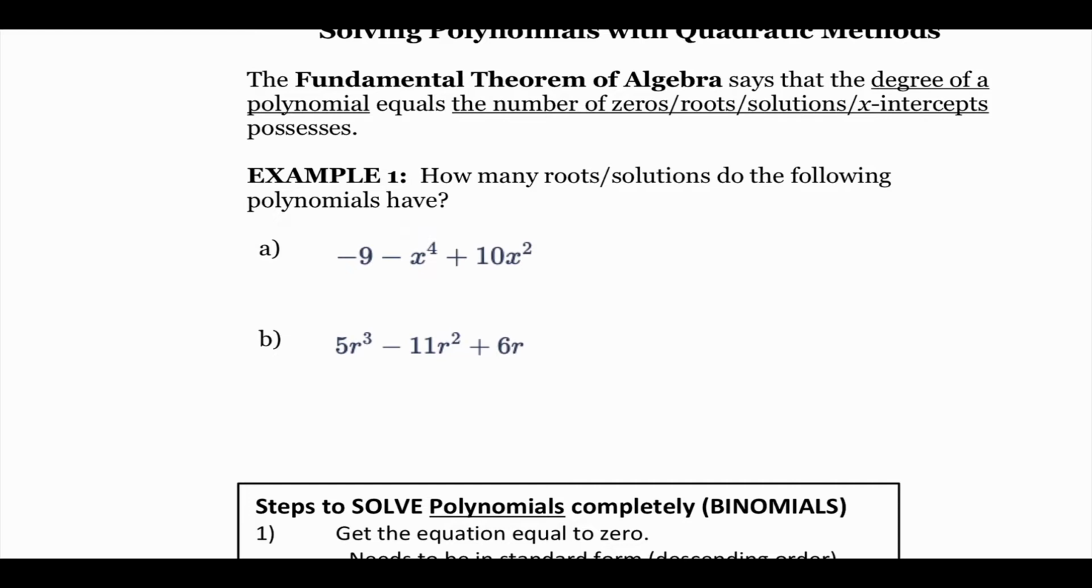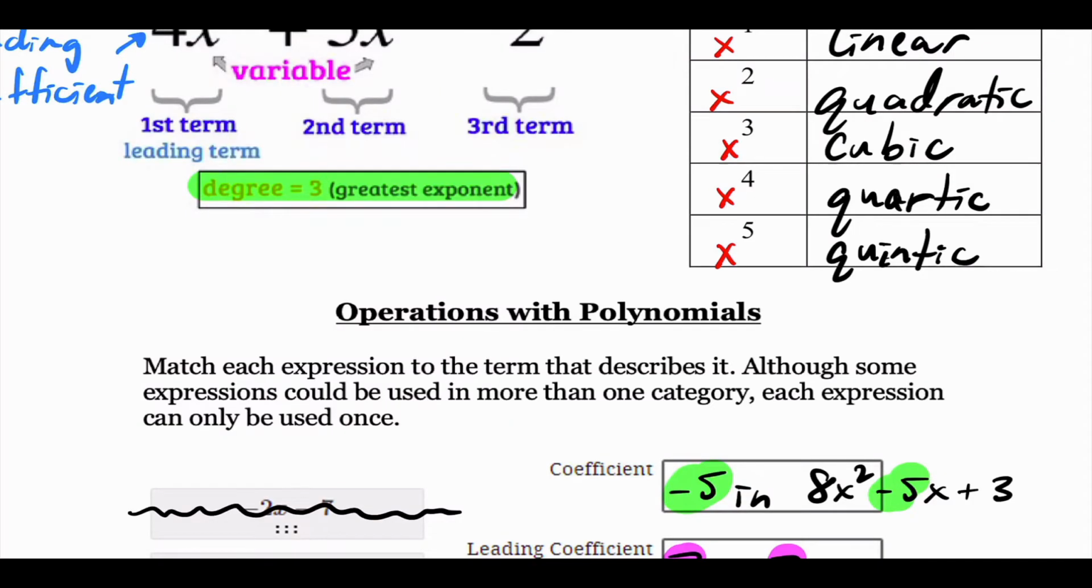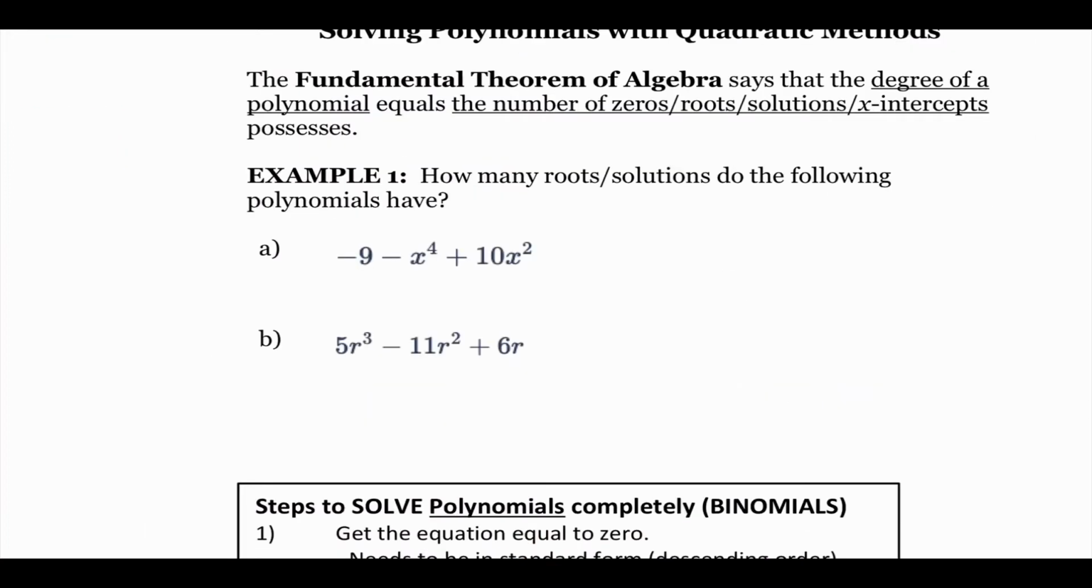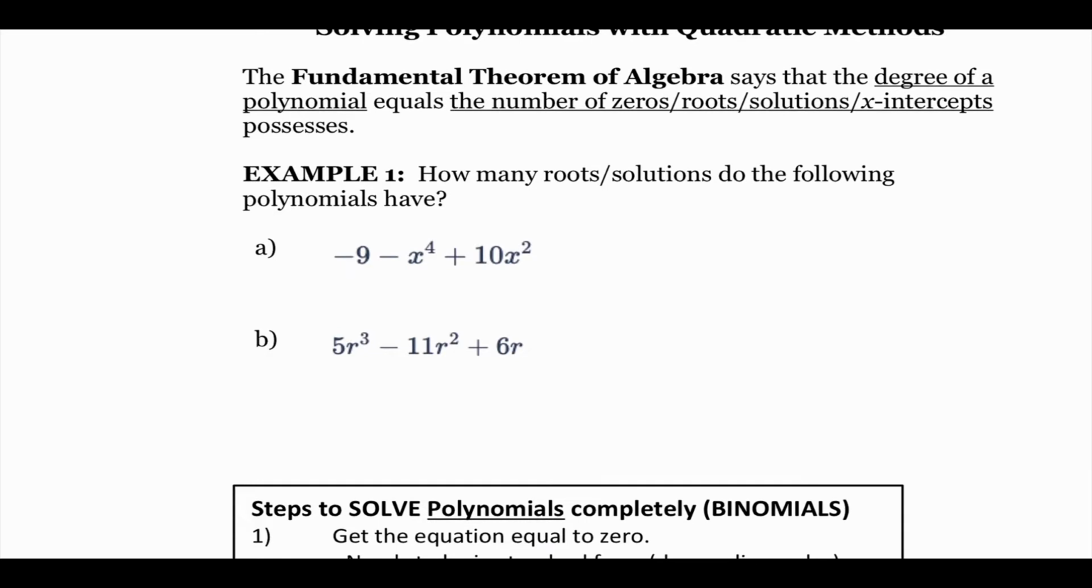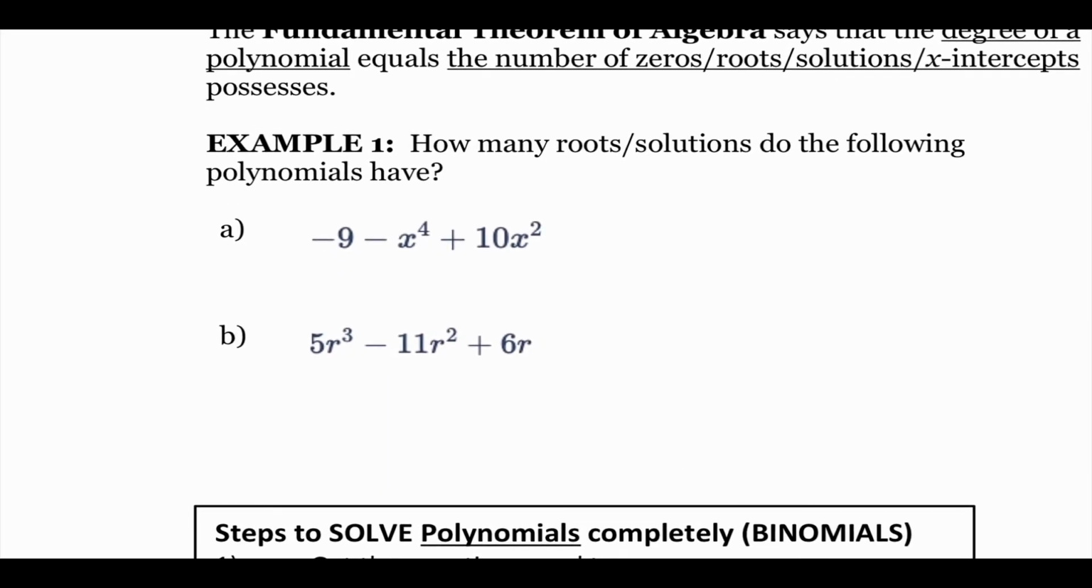Does anyone know what the degree for a is? The degree. What is the degree again? Greatest exponent, the highest exponent. All right? So what is the highest exponent for a? Or the biggest exponent? Or the largest exponent? 4. So this one says when I solve it, I should get 4 roots, or 4 answers, or 4 x-intercepts, or 4 zeros. That's how many answers I should end up with.